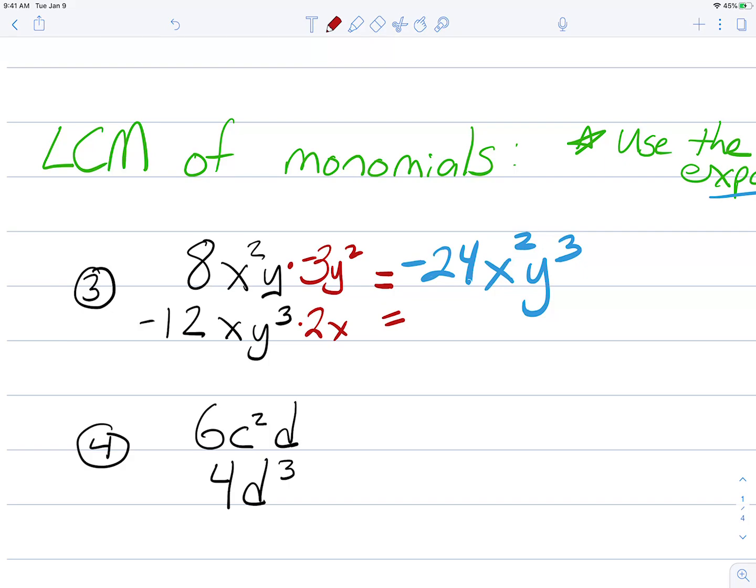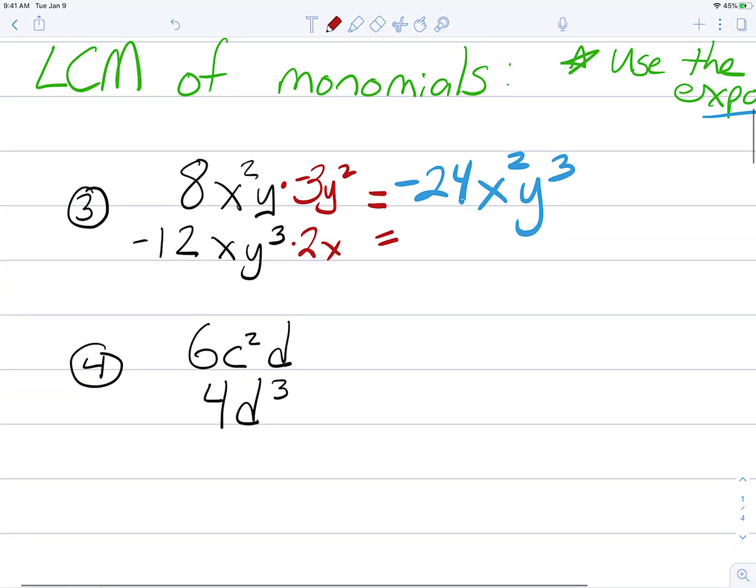We can't have an exponent that's smaller, and we can't leave off variables because we can't just make them disappear. When we're multiplying, we can add to them, but we can't make them go away. So that's why we take the highest exponent and we make sure we have every piece available.